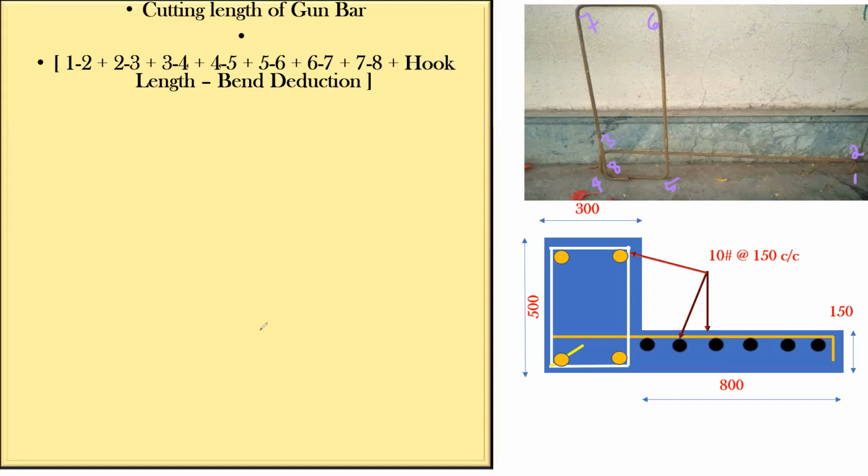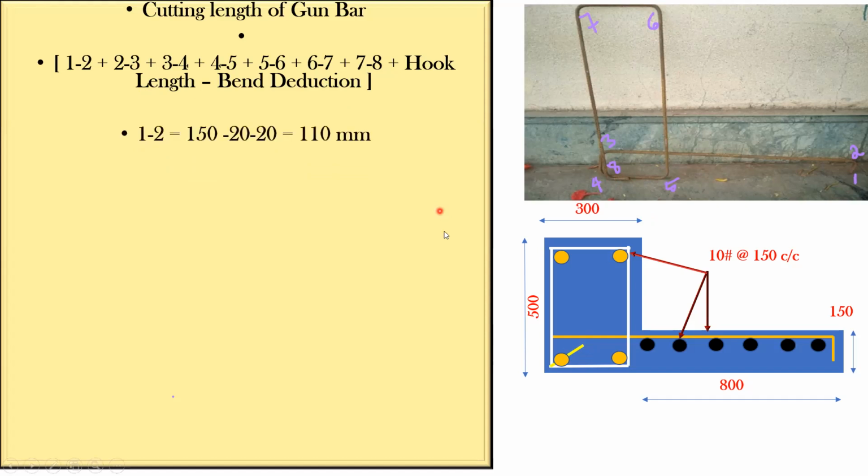This much you understood. So I've written the same thing. The formula I've written like 1 to 2. 1 to 2 means this length. 2 to 3 means from here to here, this length. Plus 3 to 4. Plus 4 to 5. This is 5 to 6. This is 6 to 7. This is 7 to 8. Plus you have this hook, right? So this is that hook which has to be bent at 135 degrees. So this hook length I'll be adding. And wherever the bend deduction, if you want to do, you can do the bend deduction. This much is clear? Good.